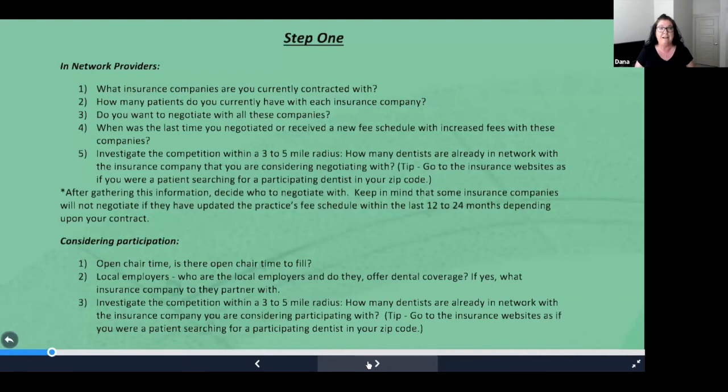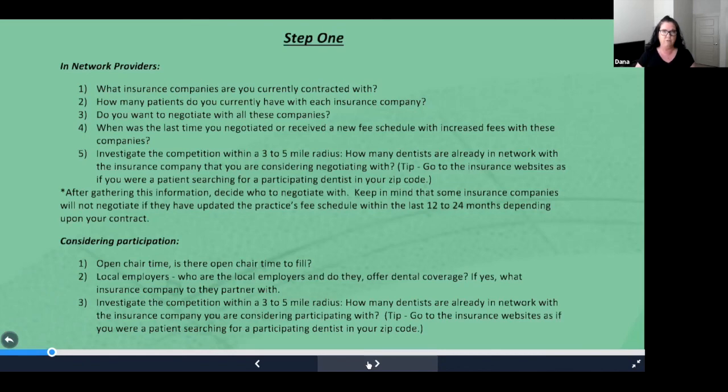Number 4, when was the last time you negotiated or received a new fee schedule with increased fees? Like I said, the one insurance company that starts with an A and sounds like Aetna, they will give you a new fee schedule in the mail. And if you do not respond to that fee schedule, you are locked in to those fees for the next 24 months. So what happens if the doctor opens the mail, doesn't really think it's important, tosses it away, and 30 days later, you're locked into these new fees? Well, if you're not billing your office fees, you're never going to know that.